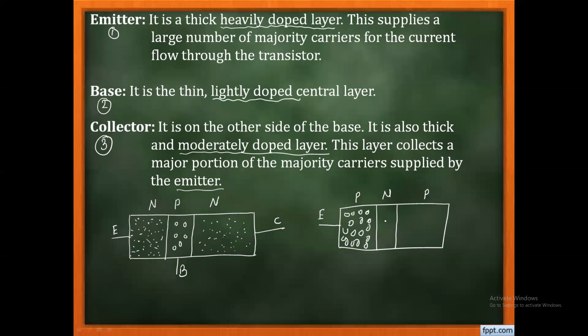That N region is the base. It's very thin and very lightly doped. It means that few free electrons are present here. And the last portion is the collector region.